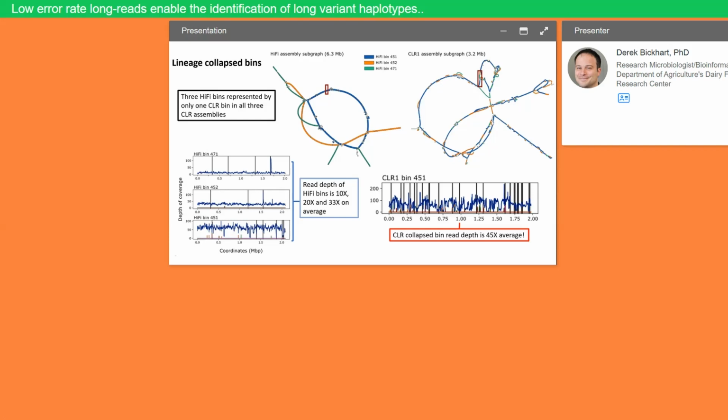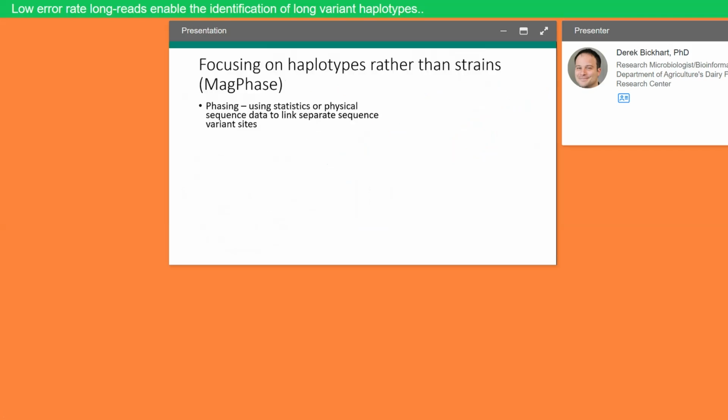It's highly variable, and the average depth is around 45x, which suggests that this is indeed a composite of those 3 bins. Now, keep in mind, all 4 of these bins were considered to be high completion and low redundancy. So it just goes to show that this sort of resolution is integral in actually distinguishing between these lineages, and not all high-quality bins are created equal. And this gave us great confidence in using hi-fi reads for other sorts of analysis.